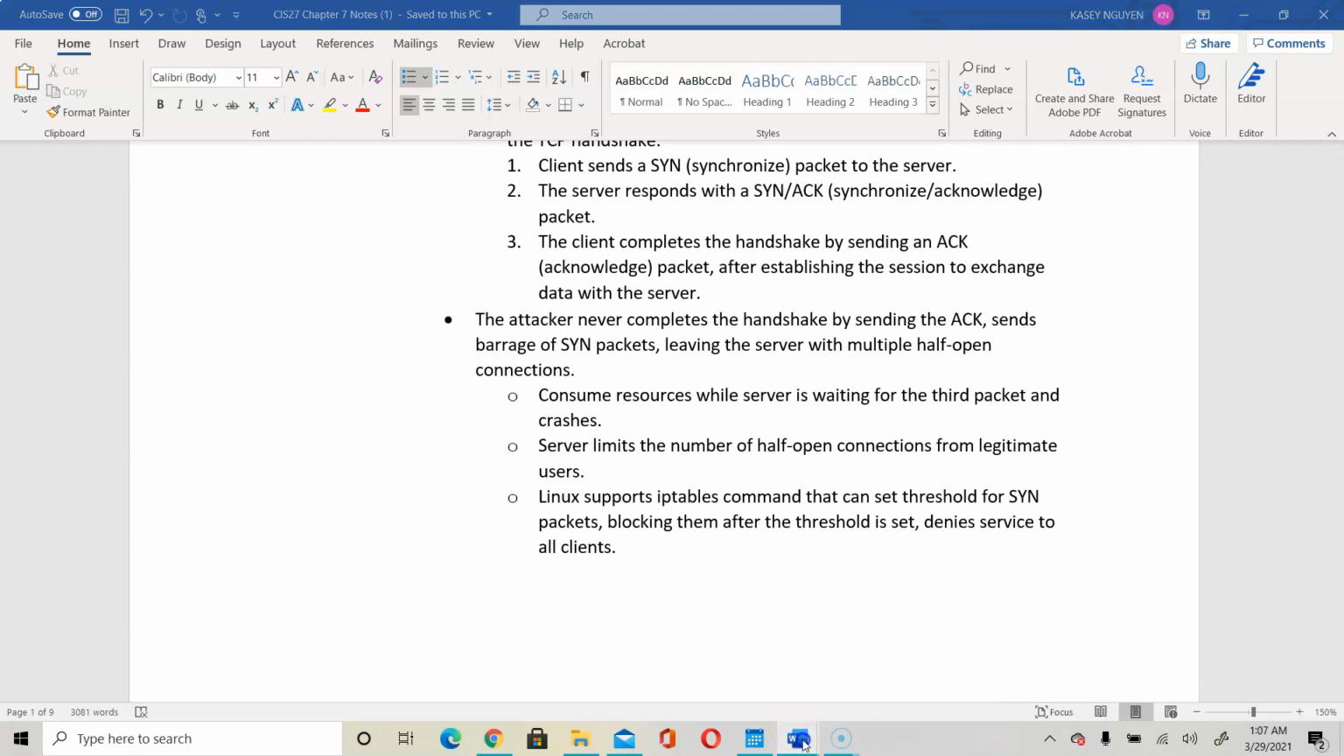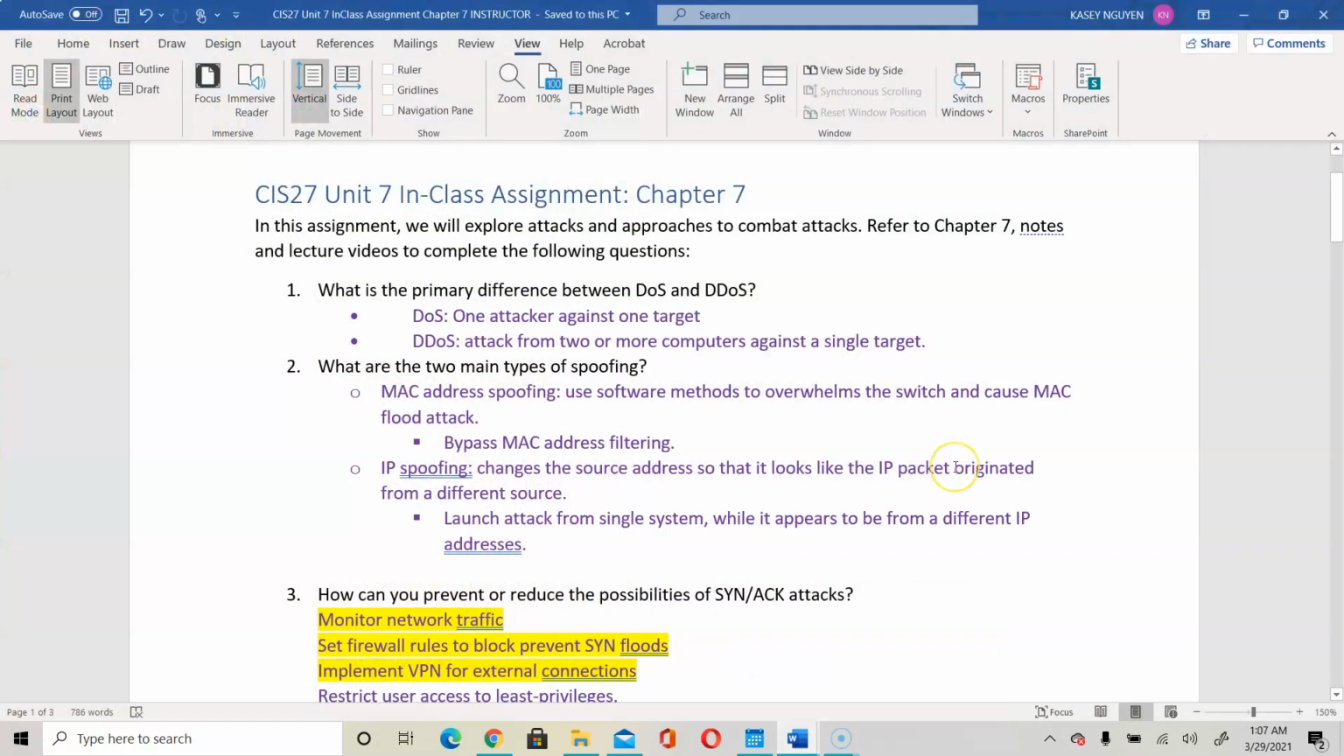So now let's go back to our assignment. The first question asks: what is the primary difference between DoS and DDoS? DoS is one attacker against one target. Distributed denial of service, DDoS, is where the attacker uses two or more computers against a single target. So distributed means that it would be from multiple sources against one target.